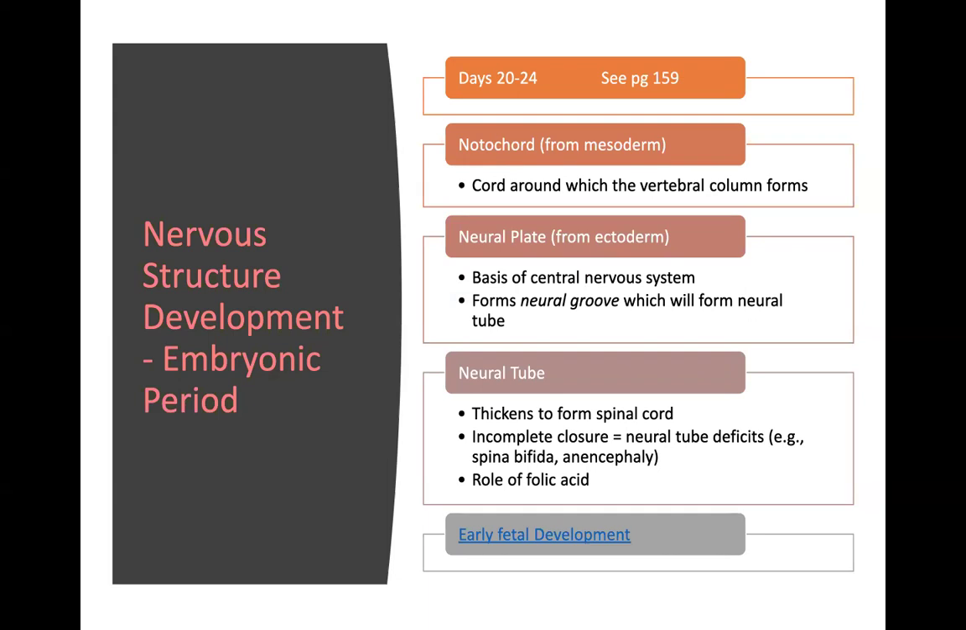And then your neural tube thickens to form the spinal cord. Incomplete closures would become neural tube deficits. So an example of this would be spina bifida. And there's believed to be a role of folic acid involved with spina bifida.